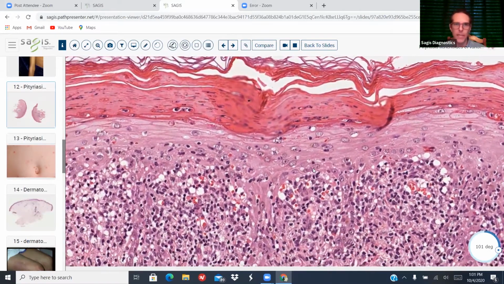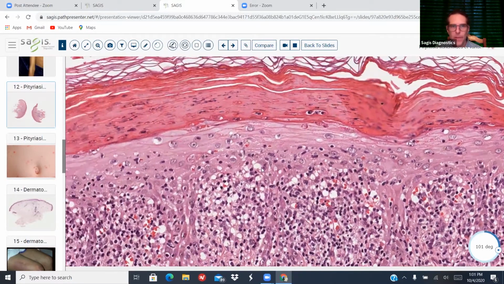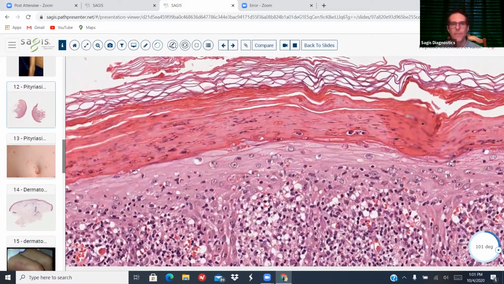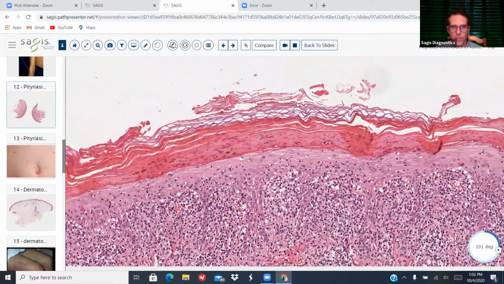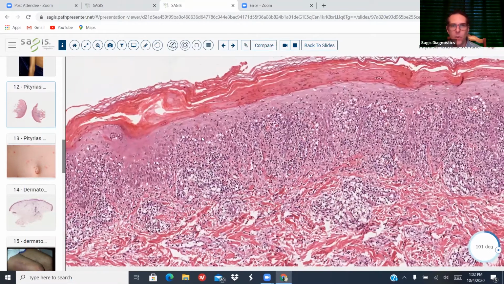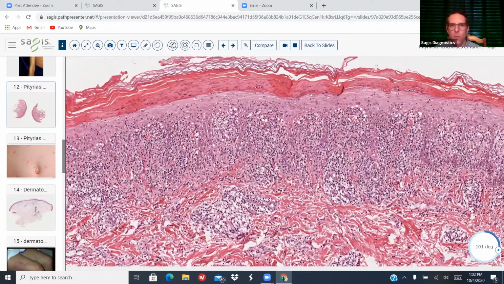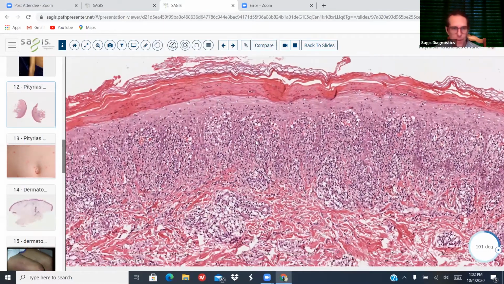So sometimes you think, okay, what are my findings? What algorithms do I have? And a lot of times you can arrive at the diagnosis from multiple different algorithms. So this one's superficial and deep. It's more of a vacuolar interface dermatitis. There's extravasated erythrocytes, there's parakeratosis, there's neutrophils. So this is Pityriasis lichenoides. It turns out it's more Mucha-Habermann, or the acute form, PLEVA.